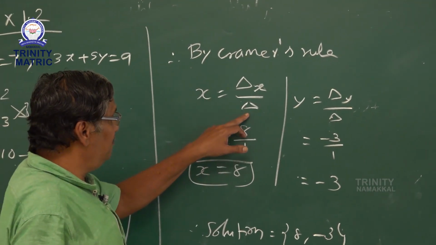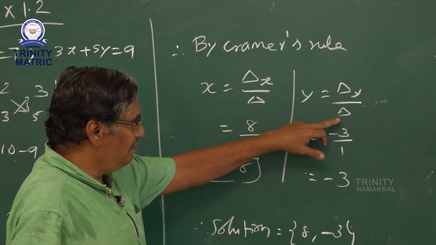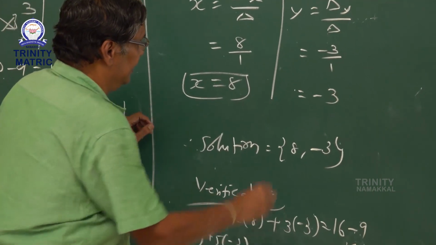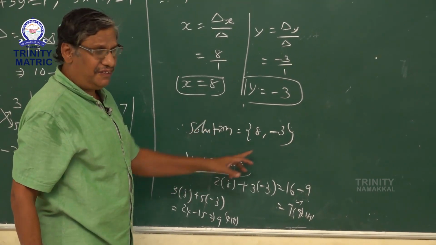x is equal to del x by del. That is 8 by 1, 8. y is equal to del y by del. That is 3 minus 3 by 1, minus 3. Therefore, what is the solution set? 8 and minus 3. You have to verify that.